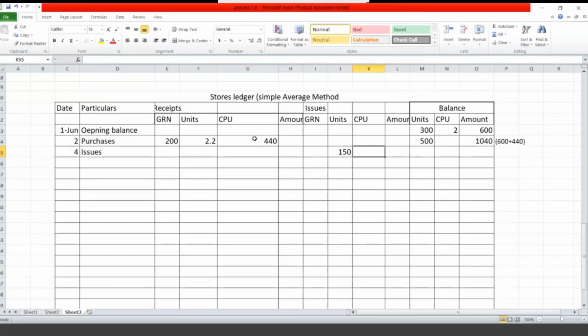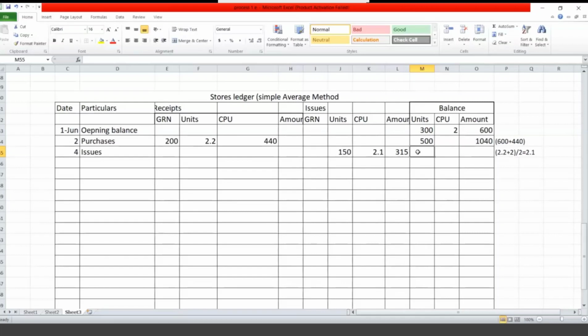When you do the average of prices, how much will you get? The bracket 2.2 plus 2, that is 4.2, divided by 2. Then how much are you getting? 2.1 is the price, right? So here we are issuing at 2.1. Then what is the amount? 315. The amount is 315.